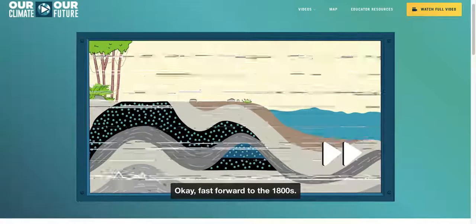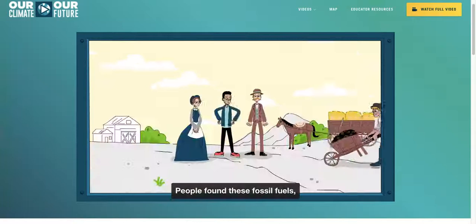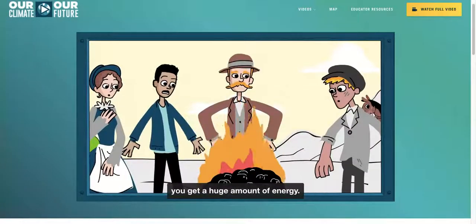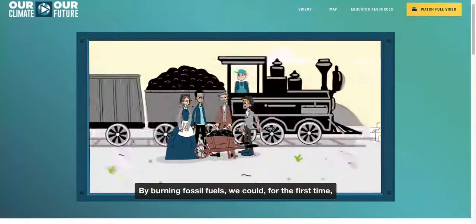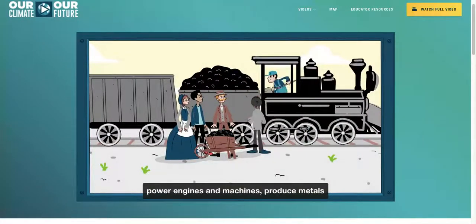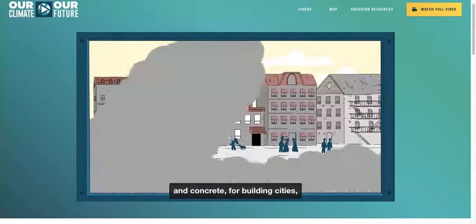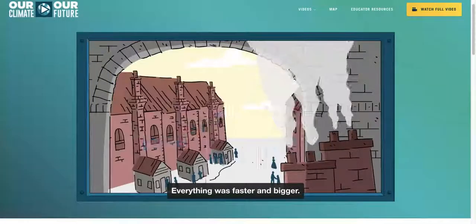Okay, fast forward to the 1800s. People found these fossil fuels and realized, whoa, when you burn this stuff, you get a huge amount of energy. By burning fossil fuels, we could, for the first time, power engines and machines, produce metals and concrete for building cities, run giant factories to make more stuff. Everything was faster and bigger.